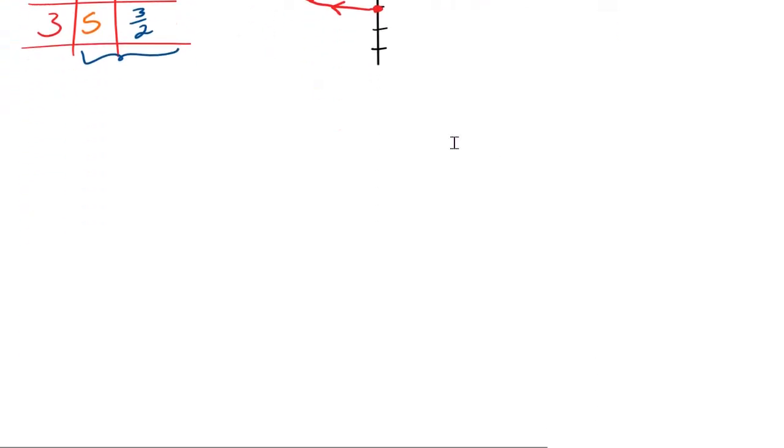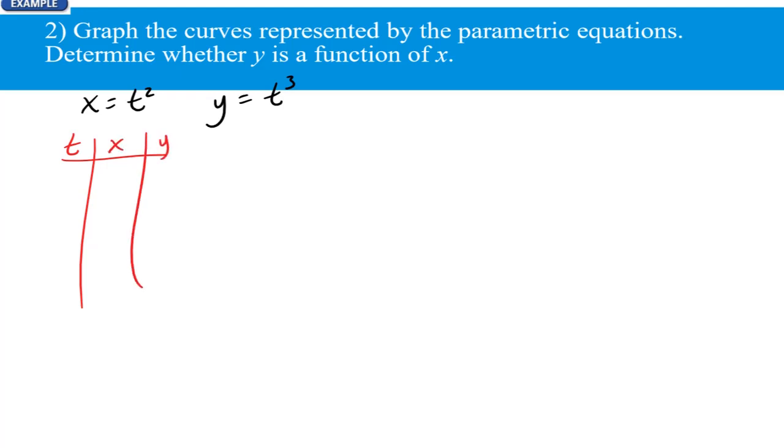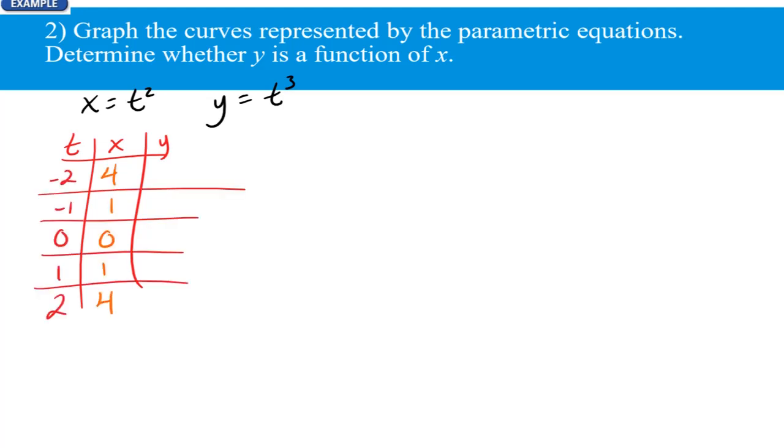Let's take a look at example 2. It looks like I forgot to include the equations here, but the equations are x equals t squared and y equals t cubed. Same thing as before, I'm going to make a table of values with a t, x, and y column. I'm not given any instructions for what to plug in for t, so I'm going to choose my own numbers. I'm going to go from -2 to 2, and find my x values and my y values. Those values came from just plugging t into each part of my parametric equations.